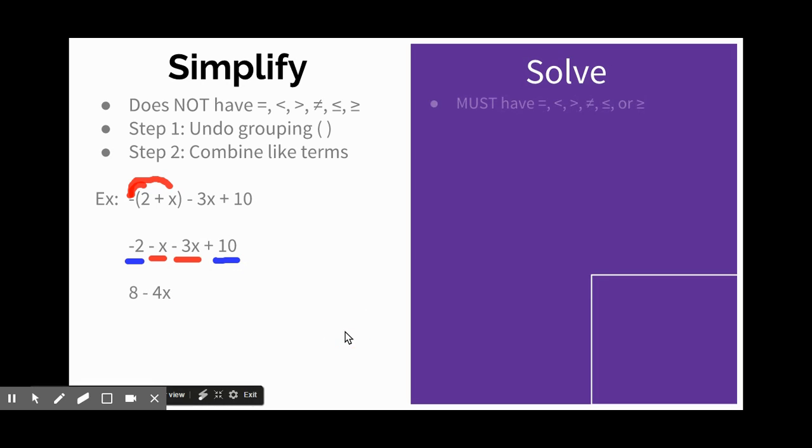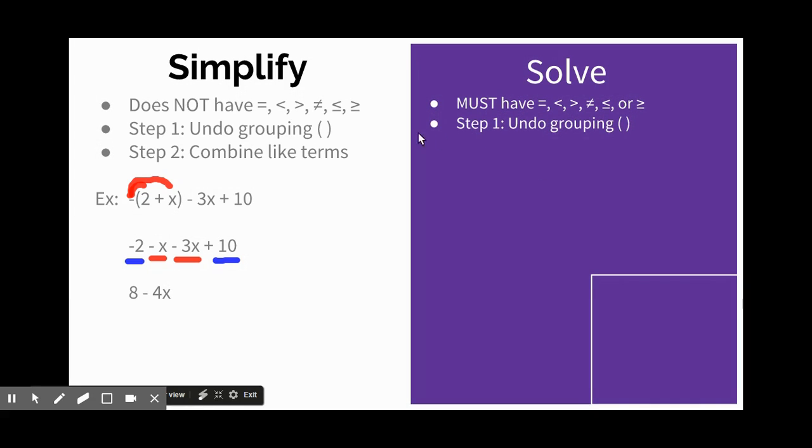Let's look at some solving. So solving has to have one of these symbols. It has to have it, otherwise you cannot solve. So beat that into your brain. If you don't see one of these symbols, you cannot solve. There is nothing to solve.